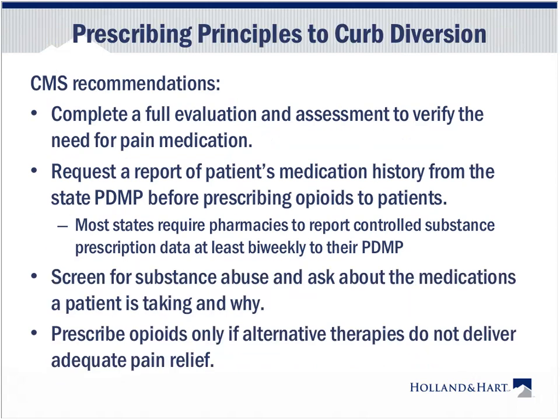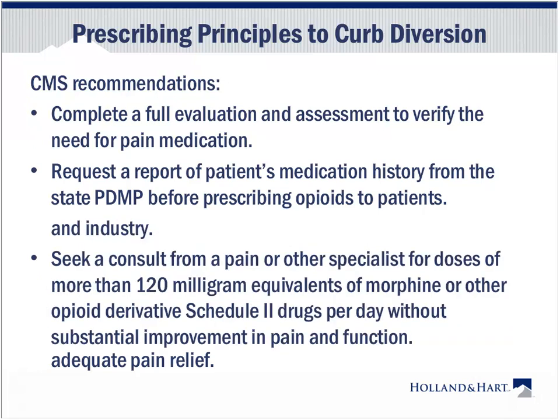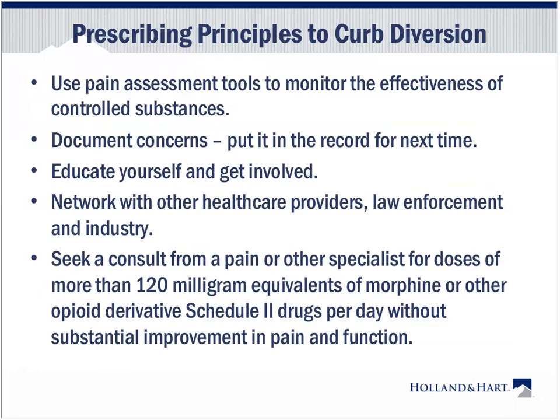Prescribing principles: here are some CMS recommendations of prescribing principles to curb diversion. A little bit repetitive, but they're also a little bit different. One, complete a full evaluation and assessment to verify the need for the pain medication. Request a report of the patient's medication history from the database. Screen for substance abuse. Really talk to your patient about the medications they're taking and why they're taking them. And prescribe opioids only if alternative therapies do not deliver adequate pain relief. Use pain assessment tools to monitor the effectiveness of the controlled substances.